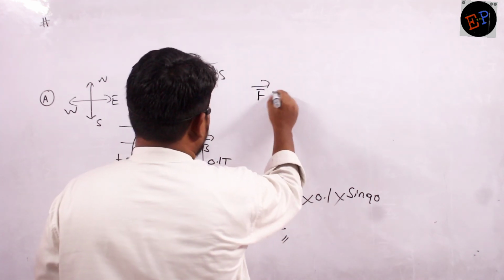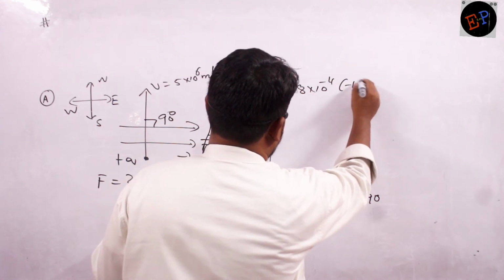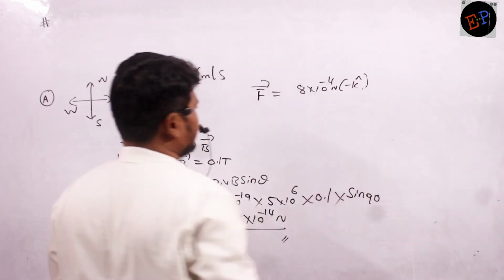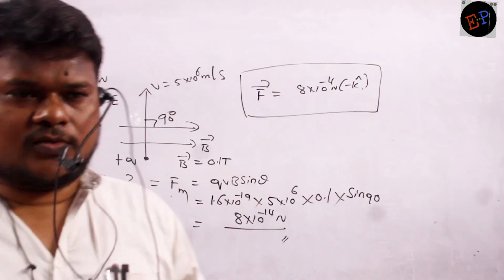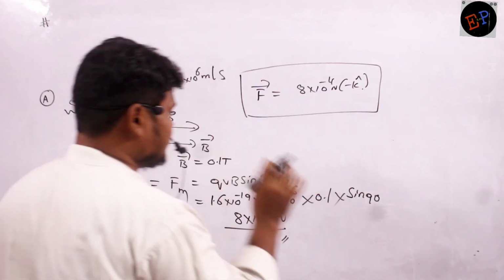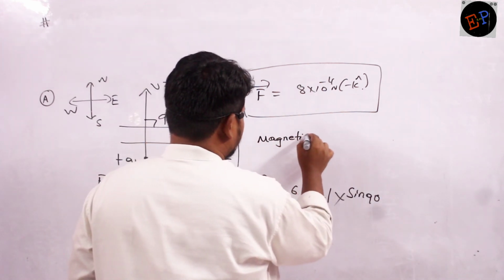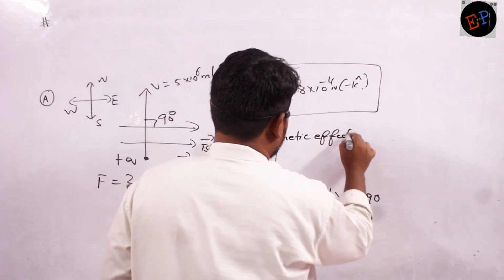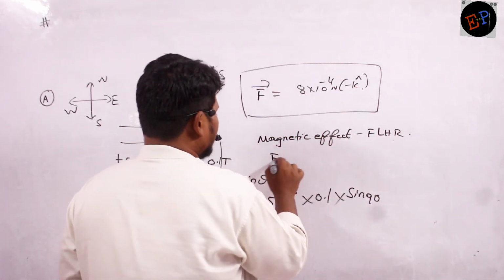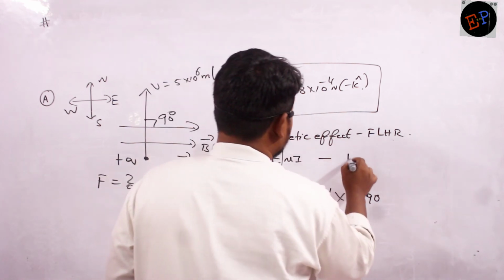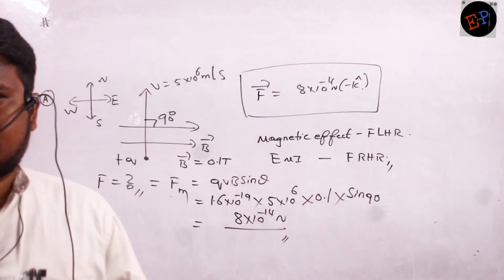So I can write F dash is equal to 8 into 10 power minus 14 minus K cap. This is the direction of force. In magnetic effects of current, we always use Fleming's left hand rule, remember. In electromagnetic induction, we use Fleming's right hand rule.